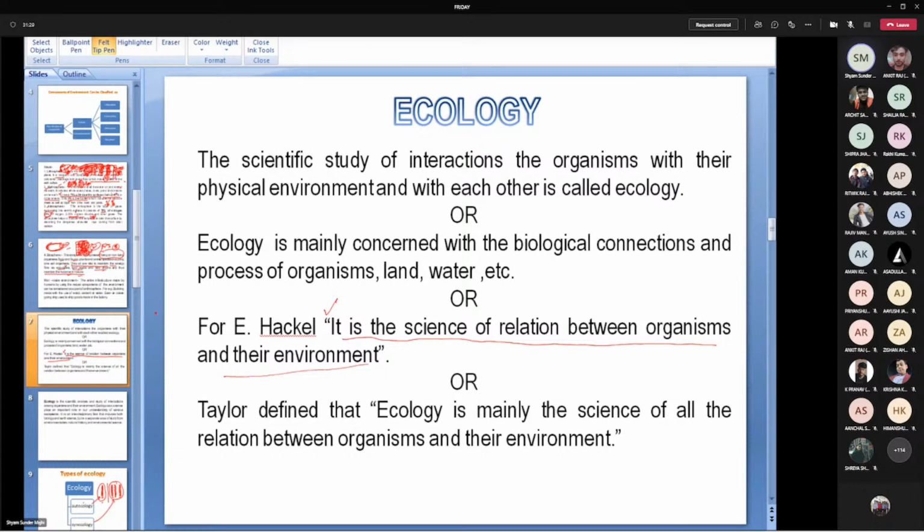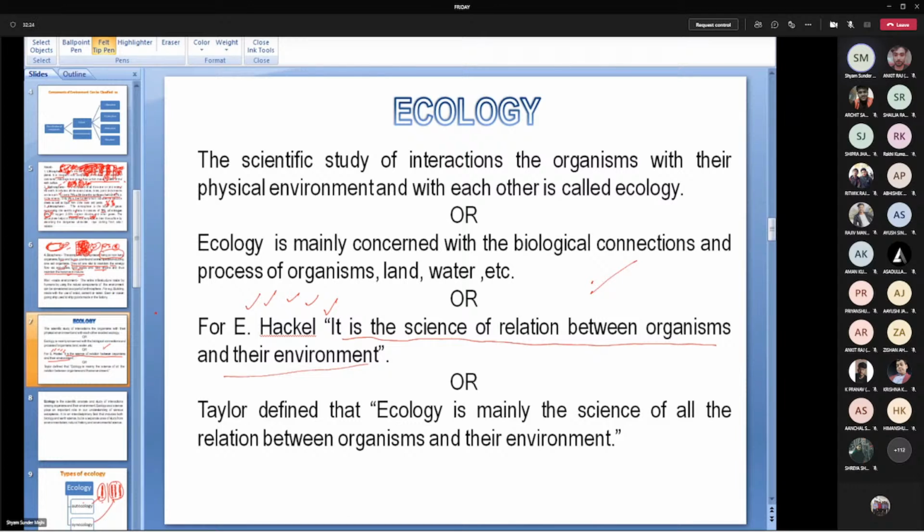There are four options given; write any one, whichever you can remember easily, that is more important. Now an objective question may be asked: who proposed ecology? Options may be given as E. Haeckel, D. Haeckel, M. Haeckel or C. Haeckel. Similarly for Taylor: M. Taylor, A. Taylor, B. Taylor or something else may be given. So basically E. Haeckel also proposed the same thing, and Taylor also proposed the same thing. This one is called ecology.